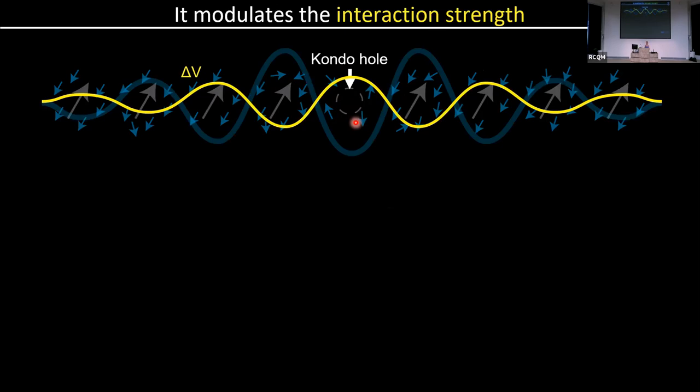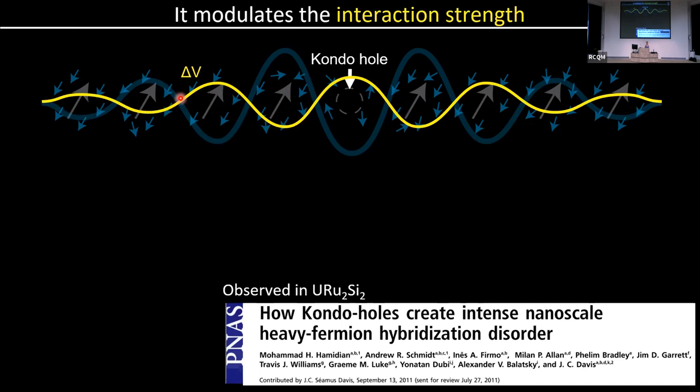Now, because there's more electrons here to hybridize, the actual hybridization strength of each electron doesn't have to be as big. So this Kondo hole, by pushing more electrons over here, allows the hybridization strength to be weaker next to the Kondo hole. So we have an oscillation in the hybridization strength, delta V. And this has actually been measured experimentally in uranium ruthenium 2 silicon 2 by Mohammed Hamidian with Seamus Davis. That's a clear experimental result.